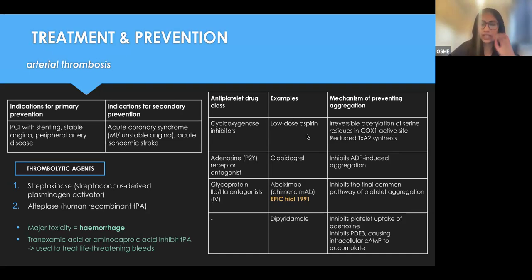It's an irreversible inhibitor and it reduces thromboxane A2 synthesis. And if you remember, thromboxane A2 activates platelets. So you have reduced platelet aggregation in the primary plug.